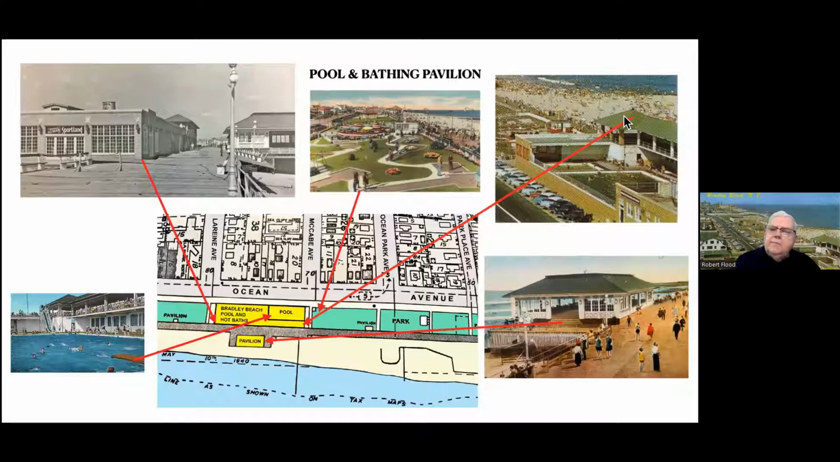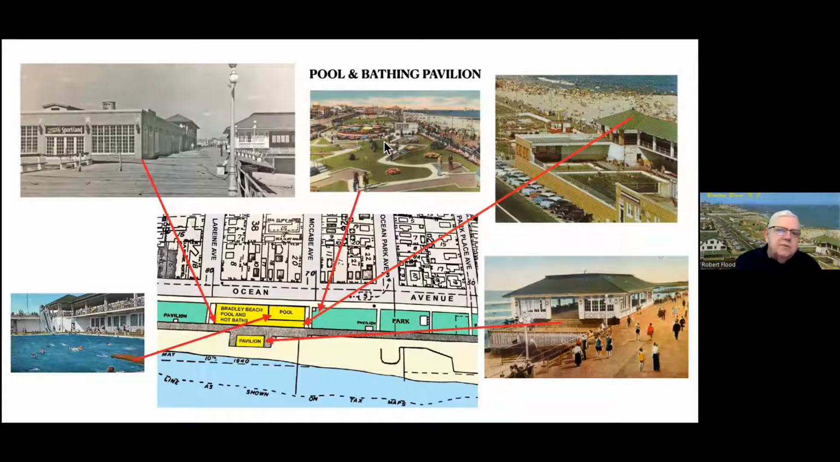The balcony will last all the way up until the 1960s, and then that will come down. And eventually, by the 1990s, the pool is taken out. North of there is what was popular from the 30s onward, the miniature golf.